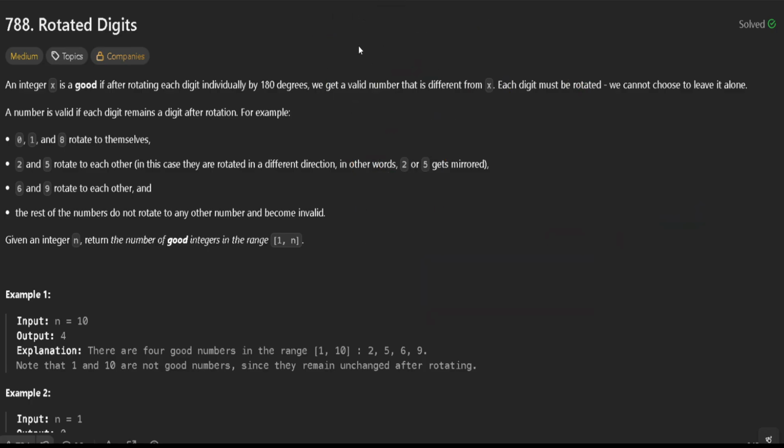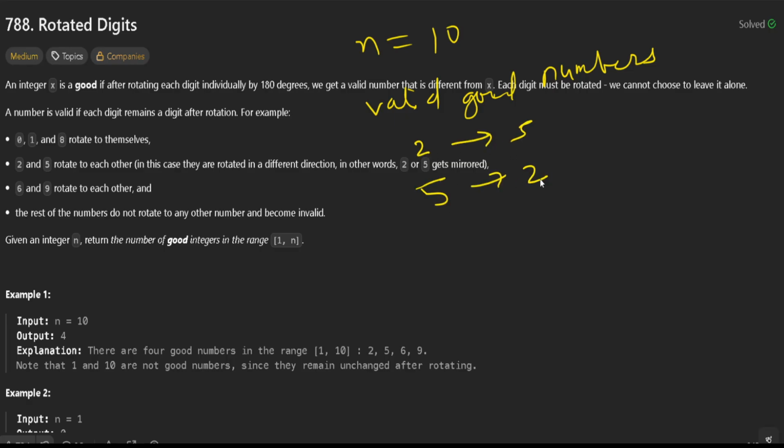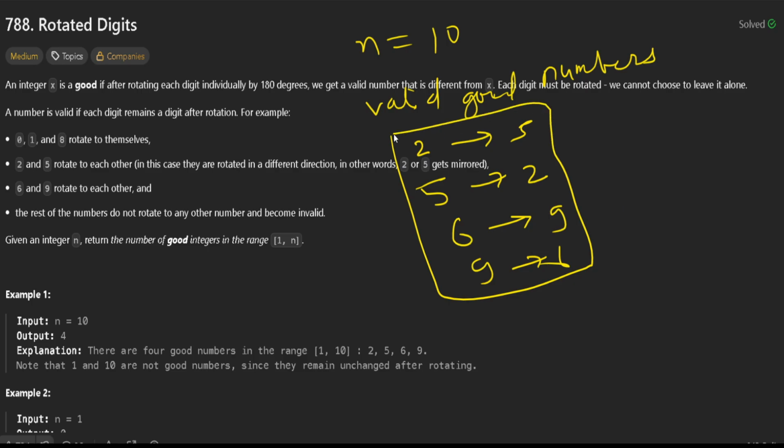Let's suppose we have input N equal to 10. Is it valid or not? So how will we find the valid good numbers? We know that 2 gives 5, 5 gives 2, 6 gives 9, and 9 gives 6. These are the valid good numbers we have. So we'll say the answer is 4.